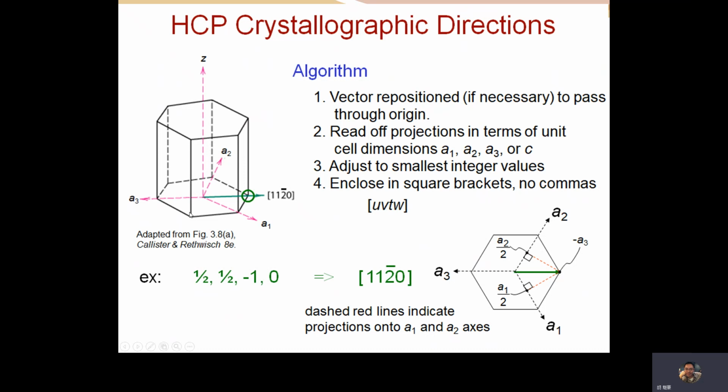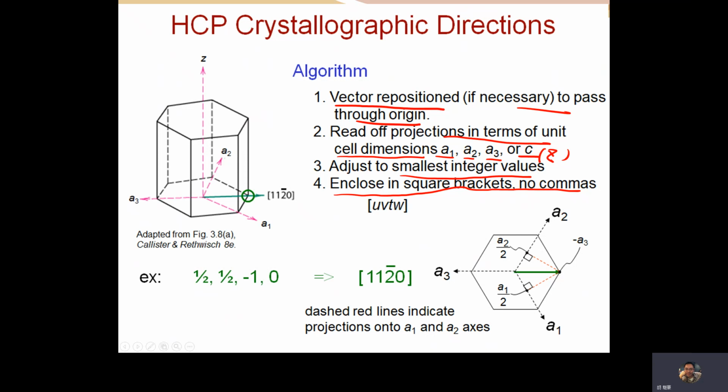Okay, let's look at the example for this HCP structure, how to define its crystallographic direction. First, the vector is represented as a path through the origin, if necessary, and read off the projection in terms of the unit cell dimensions a1, a2, a3, and c, or whatever, or z. Then adjust to the smallest integer values and enclose in square brackets.